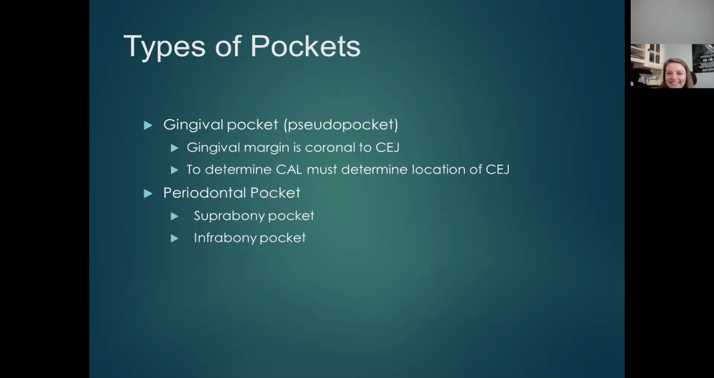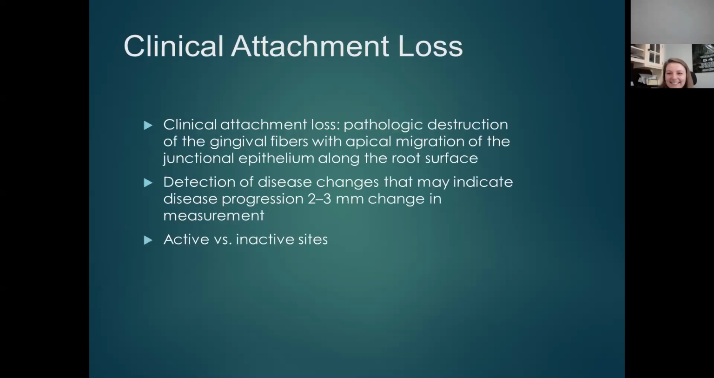Then you've got your periodontal pocket, where there is clinical attachment loss or apical migration of the junctional epithelium. You've got your suprabony as well as infrabony pocketing. The clinical attachment loss, now that's a pathological destruction of the gingival fibers with apical migration of the junctional epithelium along the root structure. So just know what these words are, because number one, you're in a perio class, and number two, you're going to get tested on this in your perio class, and number three, this is on the boards. This is just hallmark. It's apical migration of that junctional epithelium.